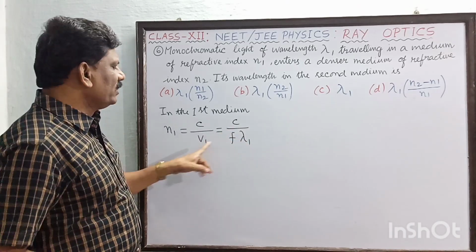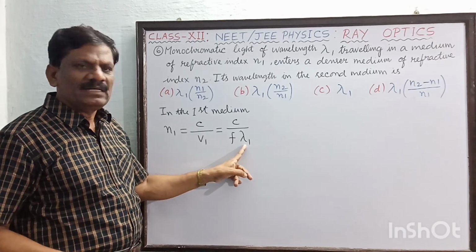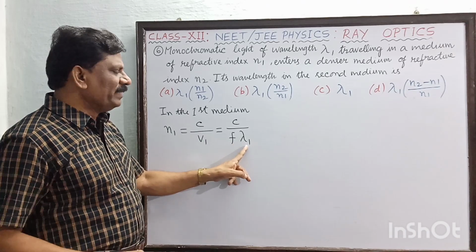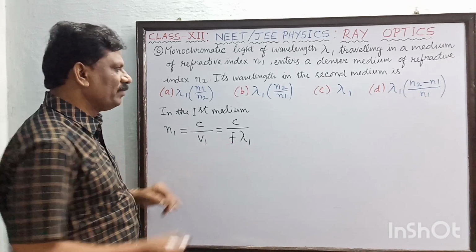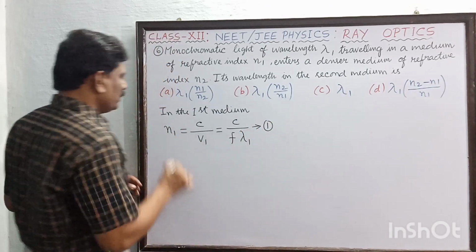c, the velocity, is equal to the product of frequency into wavelength. So in the first medium the frequency is f, and in the first medium the wavelength is lambda 1. So v1 can be replaced by f into lambda 1. This is now equation 1.